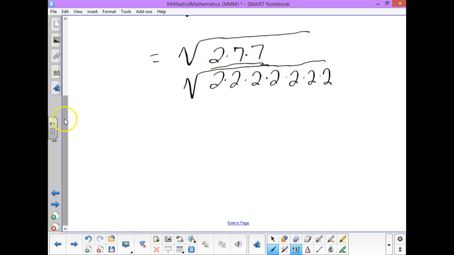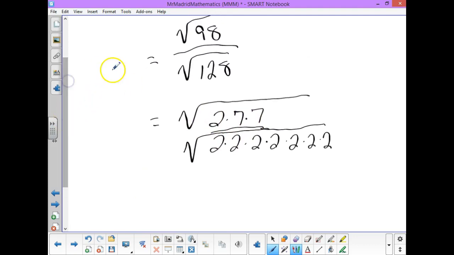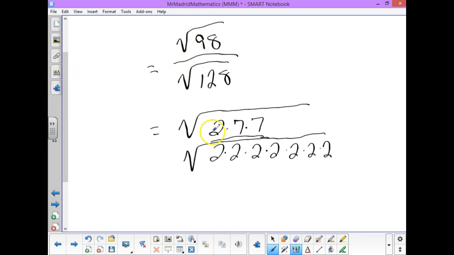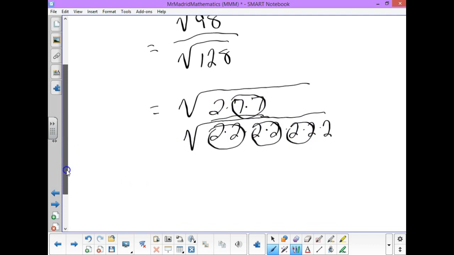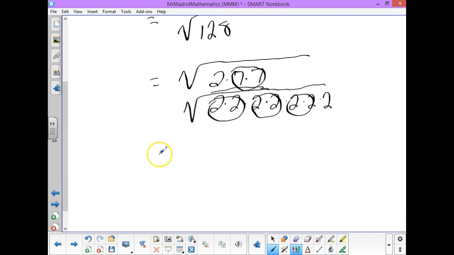So what's going to happen here? First of all, let me verify that we have the same values, the same two expressions. So this is 49 times 2 is 98, 2 times 2 is 4, 8, 16, 32, 64, 128. So they're still equal, but what you're going to do is identify pairs, and you're going to basically kick them out of the radical.